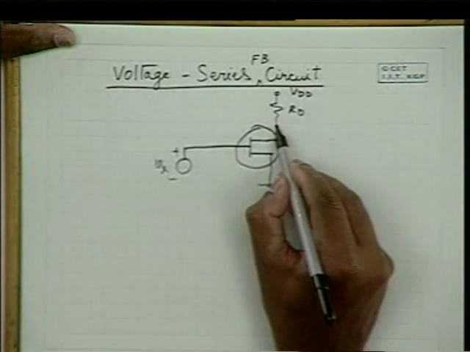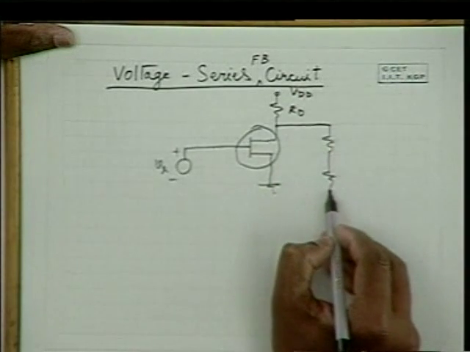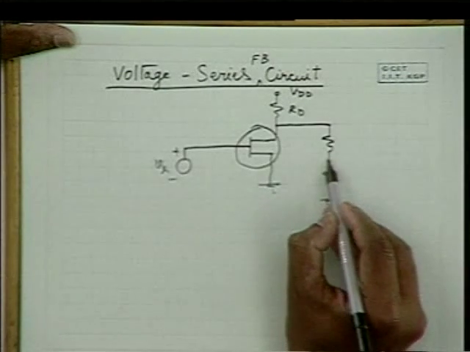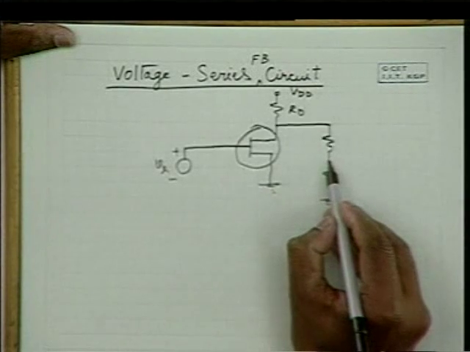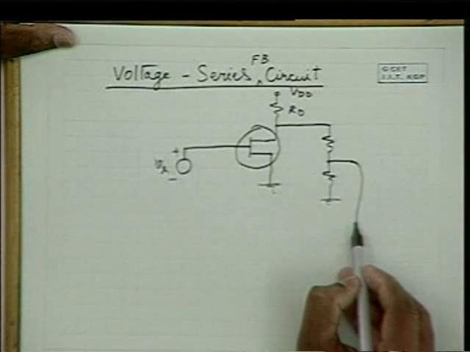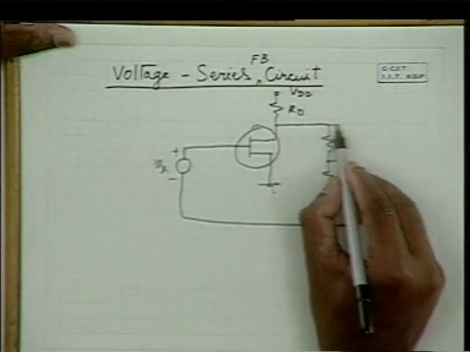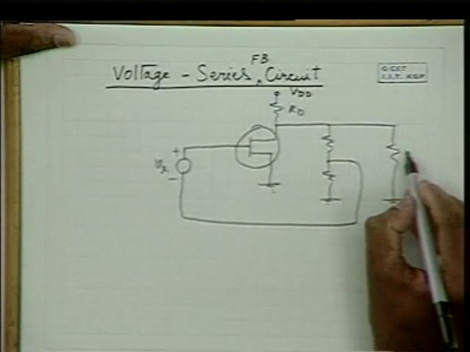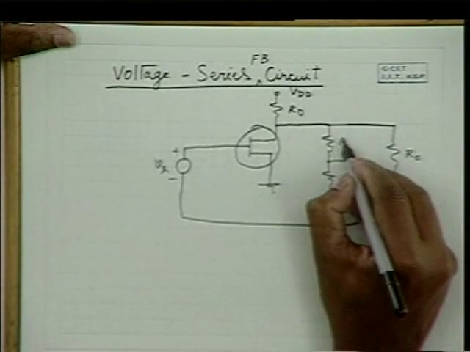Now let us use a feedback network. Tap the output signal, take a fraction of it and apply it to the input. So let us take this signal and connect it directly over here, this is the feedback. And let us also include a load resistance R0 or RL. Let's call it R0, and let's call the feedback resistors R1 and R2.